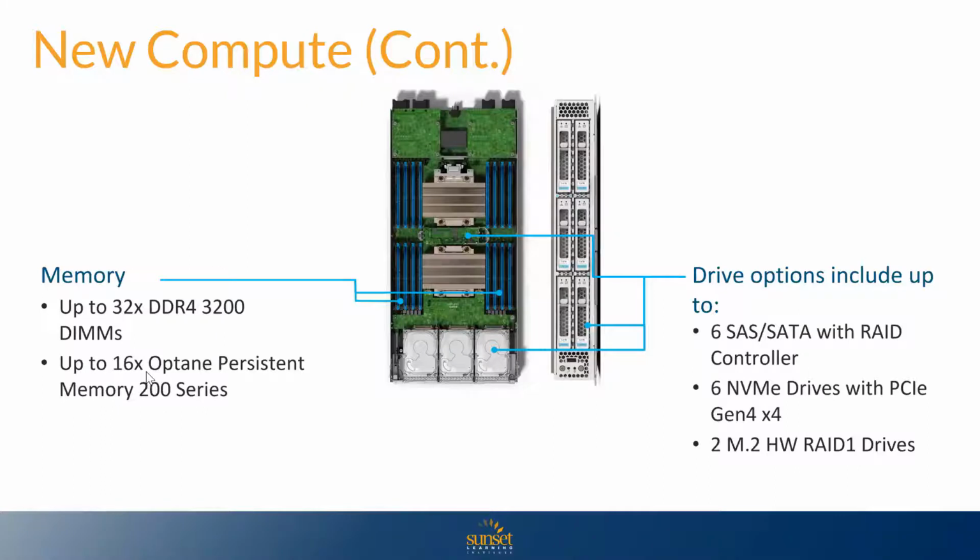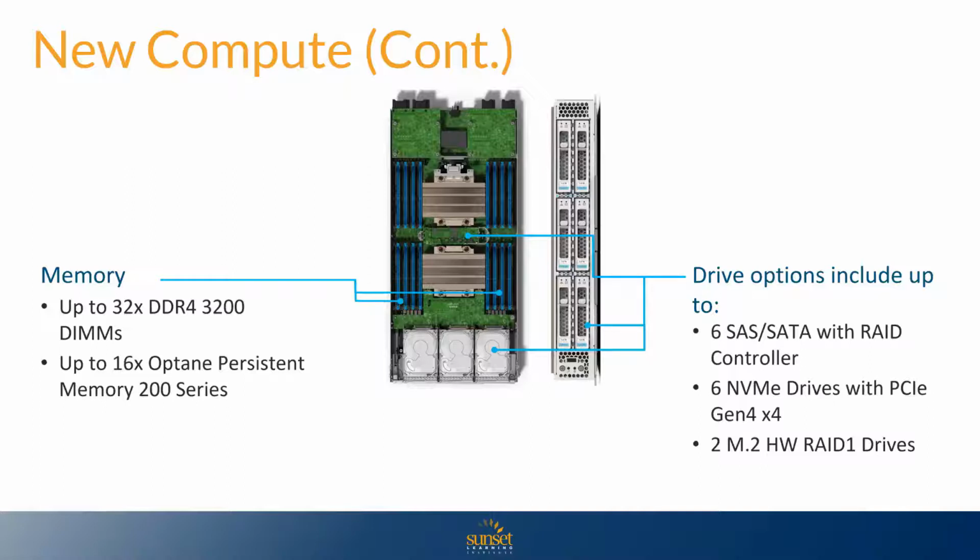We are also supporting, and don't ask me about the Intel persistent Optane memory. Intel's got a whole thing on that, but we do support 32 DDR DIMMs, up to 16 Optane persistent memory modules. With the Optane memory modules, not only do we support DDR4, but we're also supporting our NVMe drives, our non-volatile drives here. So by the way, in the front side here, this is a major advancement.